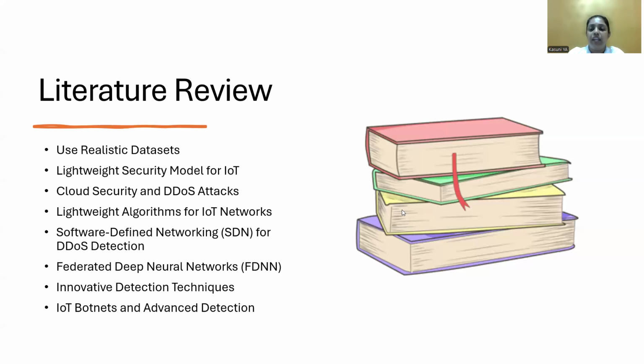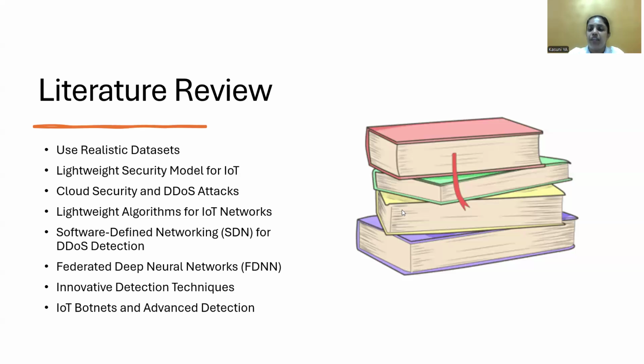Next one, lightweight algorithm for IoT networks. A new algorithm was designed to detect and stop DDoS attacks in IoT networks. It works on both individual devices and network gateways using minimal power and memory. This makes it perfect for small-scale environments like smart homes or hospitals. The algorithm successfully identified and blocked attacks, improving overall security.